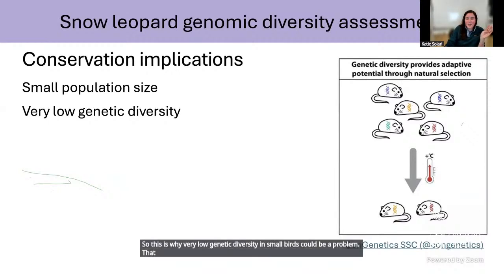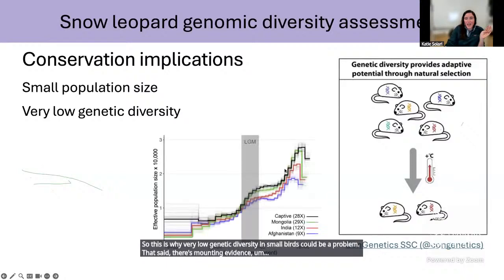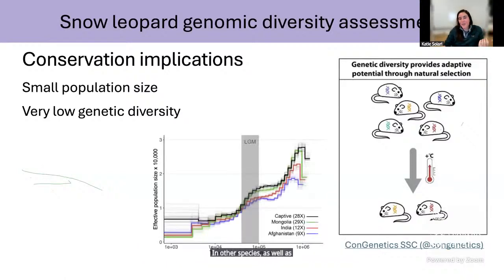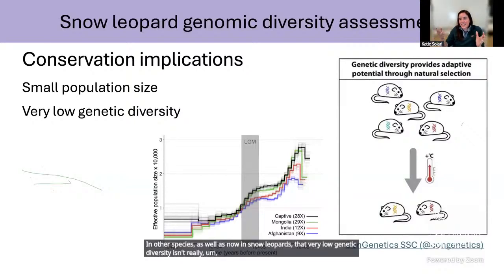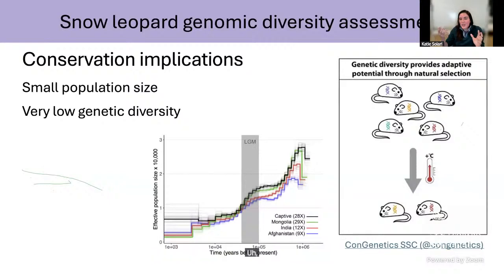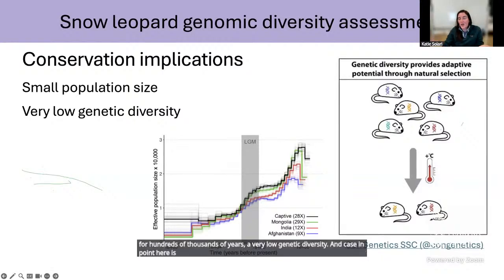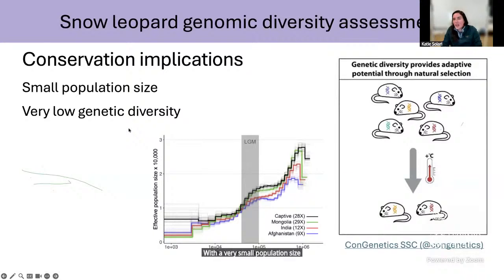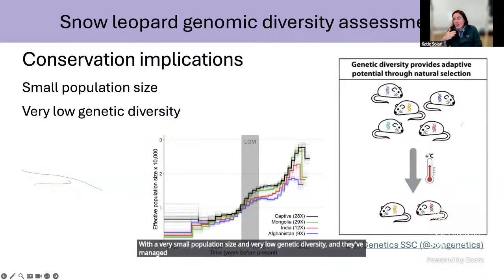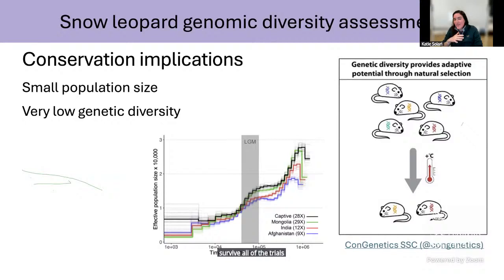That said, there's mounting evidence in other species, as well as now in snow leopards, that very low genetic diversity isn't really a death sentence at all, because the species can survive for hundreds of thousands of years of very low genetic diversity. And case in point here is that snow leopards have survived throughout their whole evolutionary history with a very small population size and very low genetic diversity, and they've managed to survive all of the trials that they've faced throughout that evolutionary process.